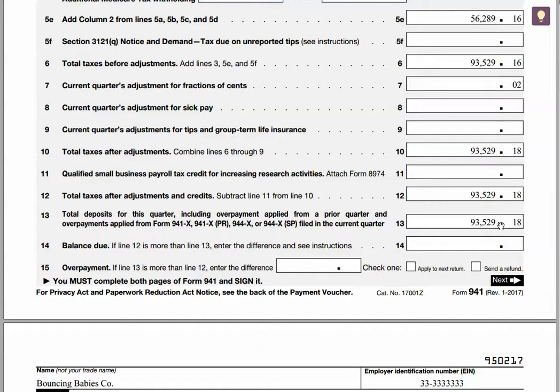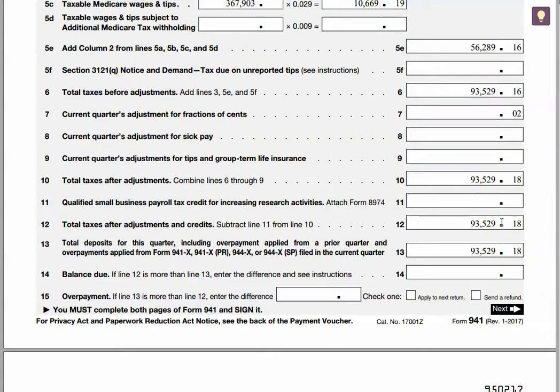The total deposits were 93,529.18. Total taxes after any adjustments or credits: since we don't know of any adjustments or credits in this problem, we're going to assume that it's 93,529.18, 0 for those adjustments or credits. Total taxes after adjustments, 93,529.18. All right. The only adjustment then that needs to be made is a reconciliation between 93,529.18 and what we calculated up here, 93,529.16. It's 2 cents.